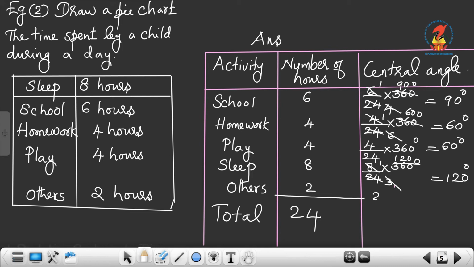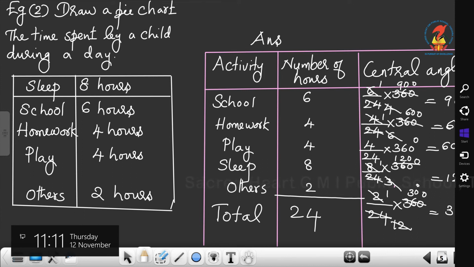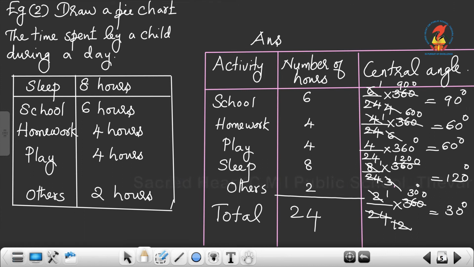Then the last one is 2. So out of 24 it is 2 by 24 into 360. Then 2 and 24 you can cancel with the 2. This is a 12. Then 12 and 360, 3 times, then 30. So 30 degrees. So you can add up all the central angles, and lastly you have to get 360 degrees.